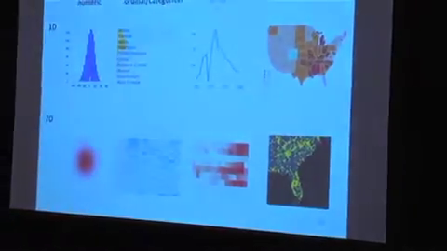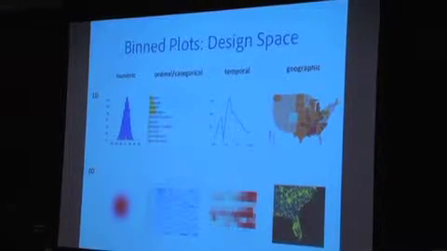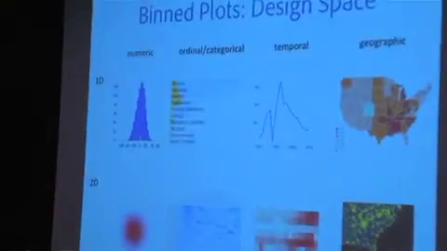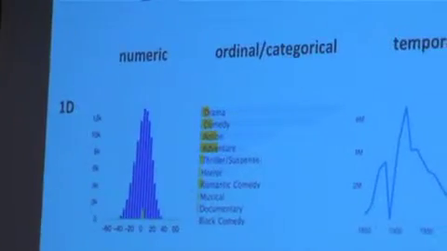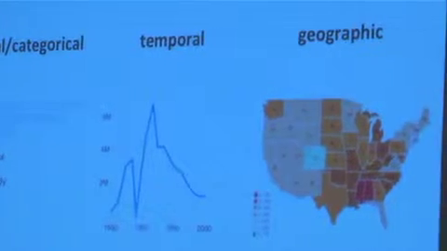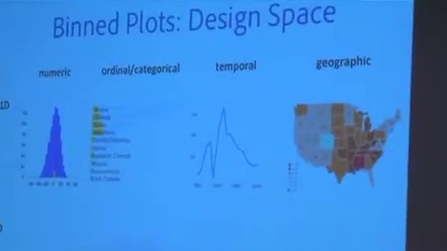Right. So applying binned aggregation to different types of data, we actually get different types of visualizations. For one-dimensional numeric data, we get a histogram. For ordinal or categorical data, we get a bar chart. For temporal data, it's a line graph. For geographic data, we have a choropleth map. And for two-dimensional plots, these are different variants of the heat map. So the geographic visualization was actually a heat map overlaid on top of a map.